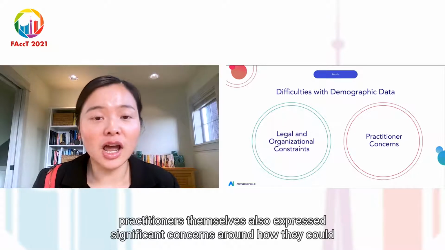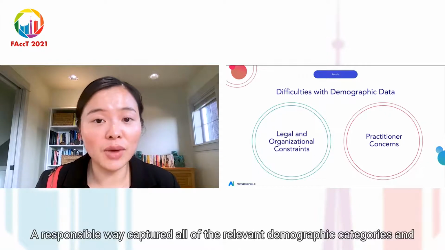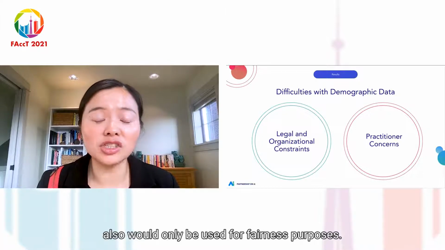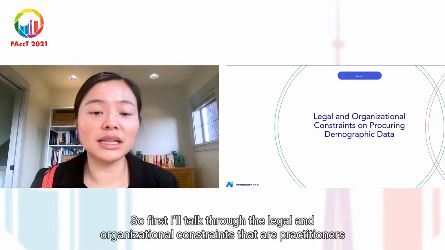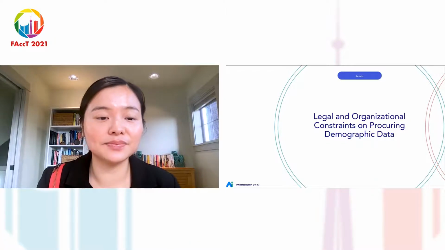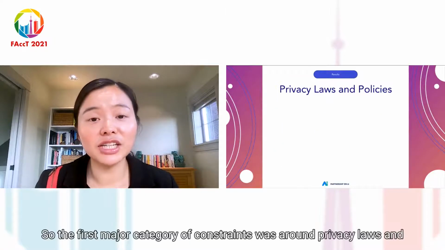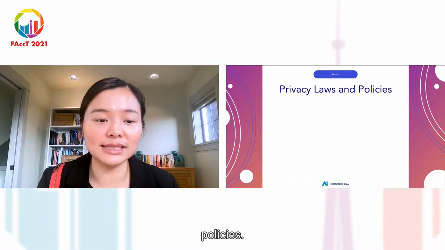significant concerns around how they could ensure that the data they were collecting was being collected in a responsible way, captured all of the relevant demographic categories, and also would only be used for fairness purposes. First, I'll talk through the legal and organizational constraints that our practitioners experienced. The first major category of constraints was around privacy laws and policies.